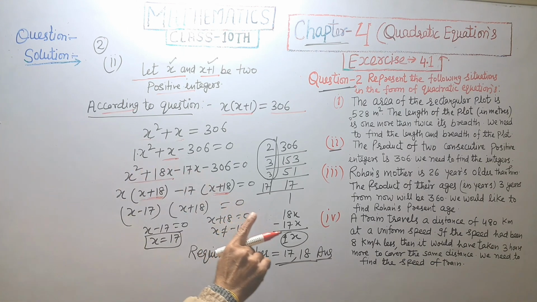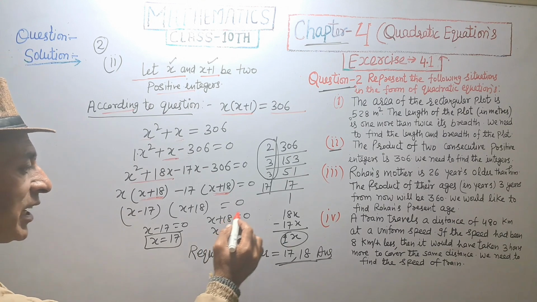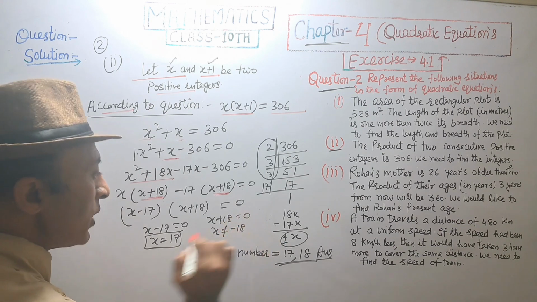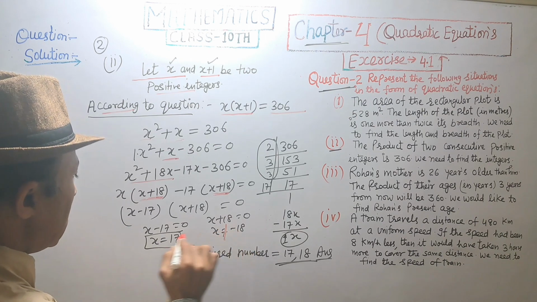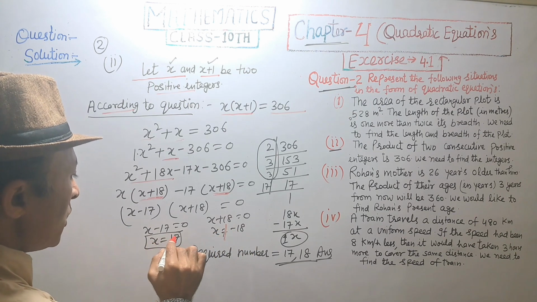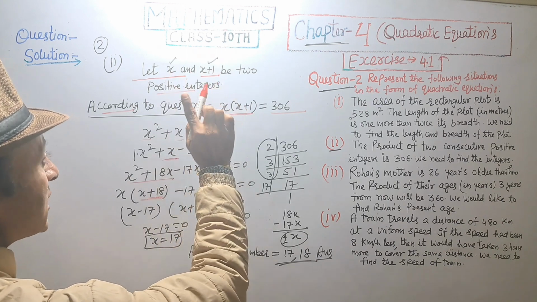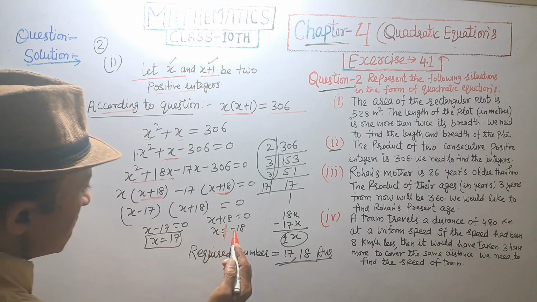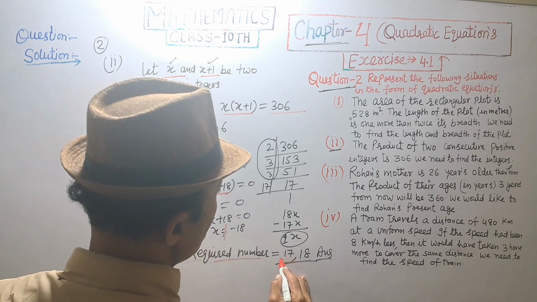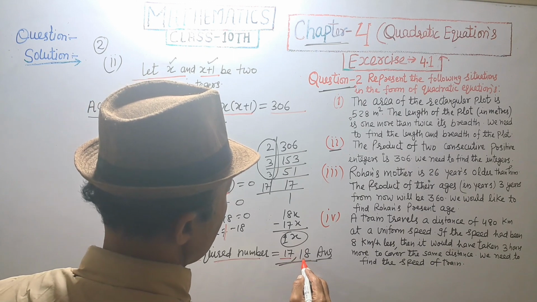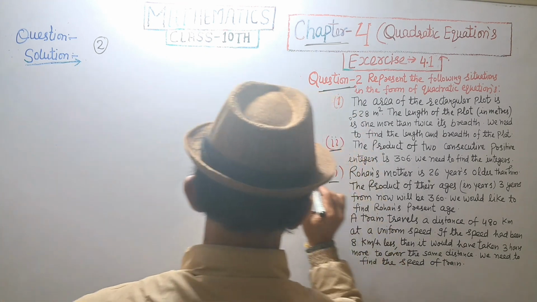x minus 17 equal to 0 means x equal to positive 17, and x plus 18 equal to 0 means x equal to negative 18. But this number is neglected, and when x is equal to 17, another number is x plus 1, 17 plus 1, that is 18. So the required numbers are 17, 18. Answer. Question second, third part.